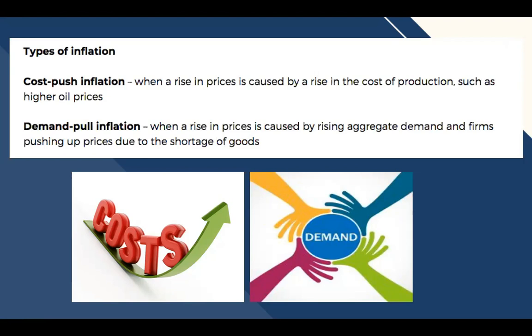Okay. Another type of inflation is what we call demand-pull inflation. It basically arises when there is a rise in aggregate demand. Why does the price of the iPhone continue to rise? It's because there is a demand for the iPhone. People are lining up to be able to buy the latest model of the iPhone.